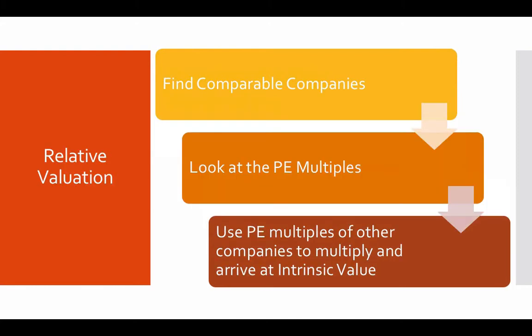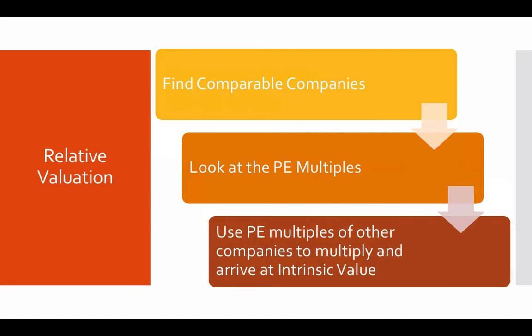Next is relative valuation. So relative valuation is an alternative to DCF and NAV. Over here, the first step is to find comparable companies within the industry. The next step is to look at the PE multiples of such companies, and using those PE multiples arrive at the price that the market should price the company which you are trying to review based on the PE multiple of the competitors. So this gives us an idea whether the company is being undervalued or overvalued.